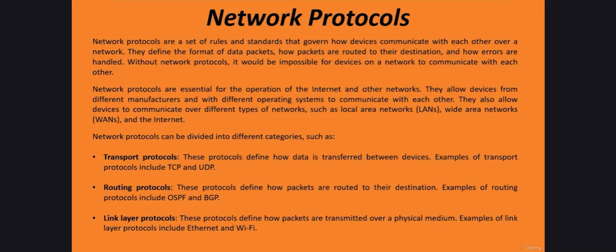Okay, so network protocols can be divided into different categories, such as transport protocols, TCP and UDP. You've probably heard of those. Routing protocols, such as OSPF and BGP, which is Open Shortest Path First, and Border Gateway Protocol. Then you have your link layer protocols, which define how packets are transmitted over a physical medium, such as Ethernet and Wi-Fi. Even though wireless is not really physical, it's still physical devices that are controlling the Wi-Fi process. And of course, Ethernet cables and Ethernet switches and the like.